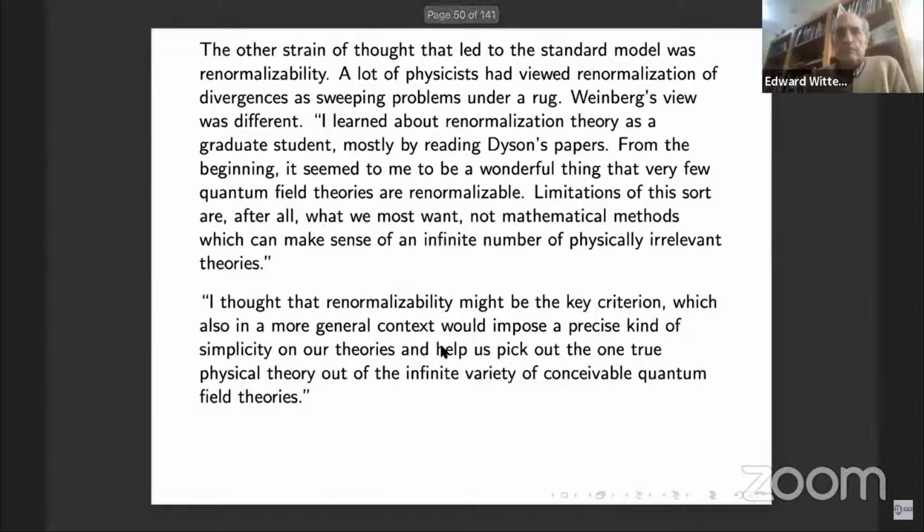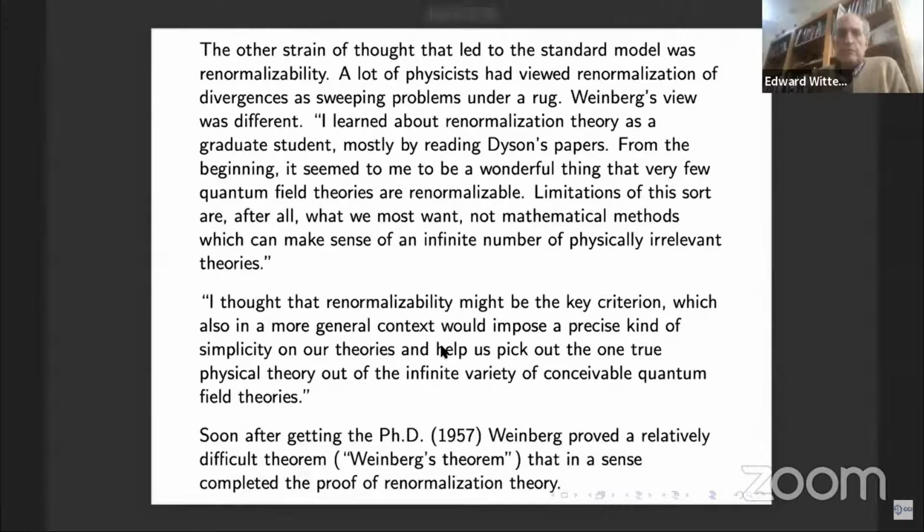I thought renormalizability might be the key criterion, which also in a more general context would impose a precise kind of simplicity on our theories and help us pick out the one true physical theory out of the infinite variety of conceivable quantum field theories. Well, soon after getting his PhD, Weinberg proved a relatively difficult theorem, Weinberg's theorem, probably his most significant result before the paper with Goldstone and Salam, although perhaps I'm overlooking something, that in a sense completed the proof of renormalization theory. He proved something that the founders had probably in generality assumed, which was that if you have a Feynman diagram, which overall is convergent by power counting, and all its subdiagrams are also convergent by power counting, then the diagram is actually convergent.